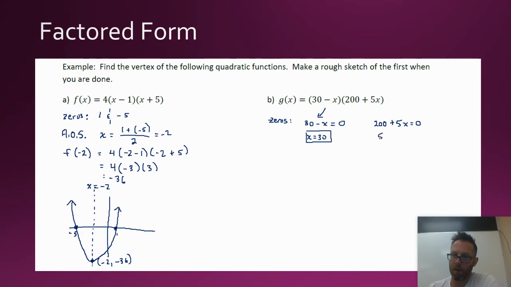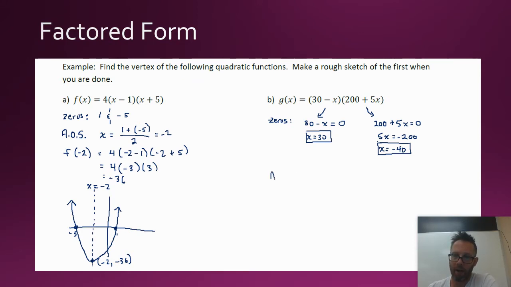Well, this one might not be as obvious, so maybe we'll just use our equation solving skills. Bring over the 200, minus 200. Divide both sides by 4. You get -40. So sometimes you have to work for the zeros like we did here, even if it's factored.